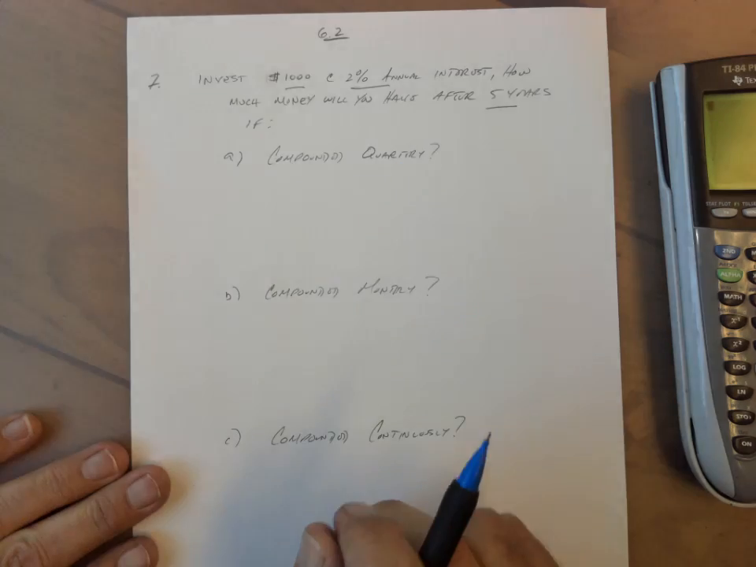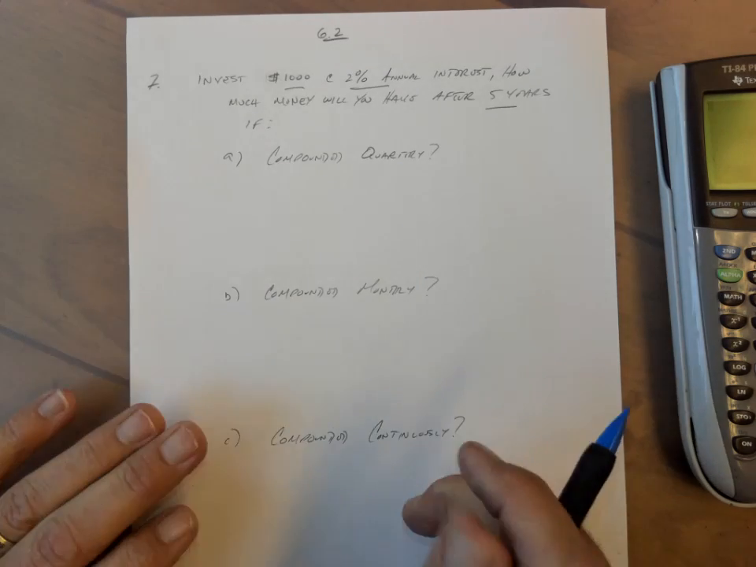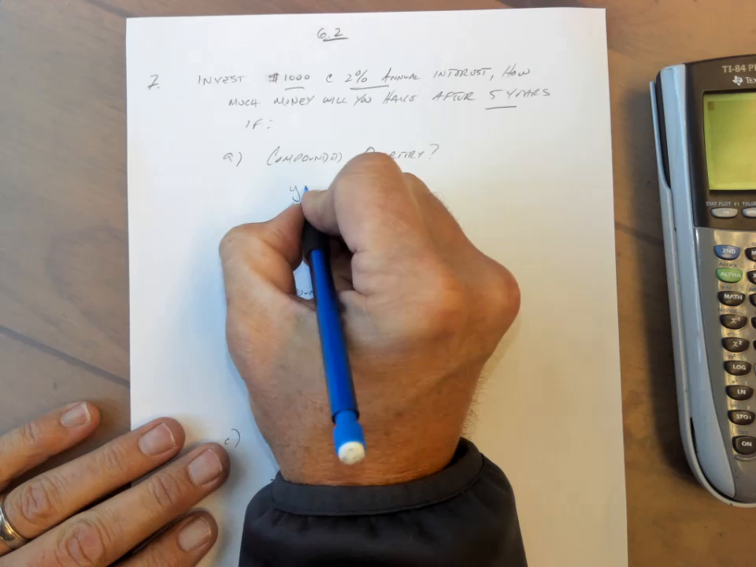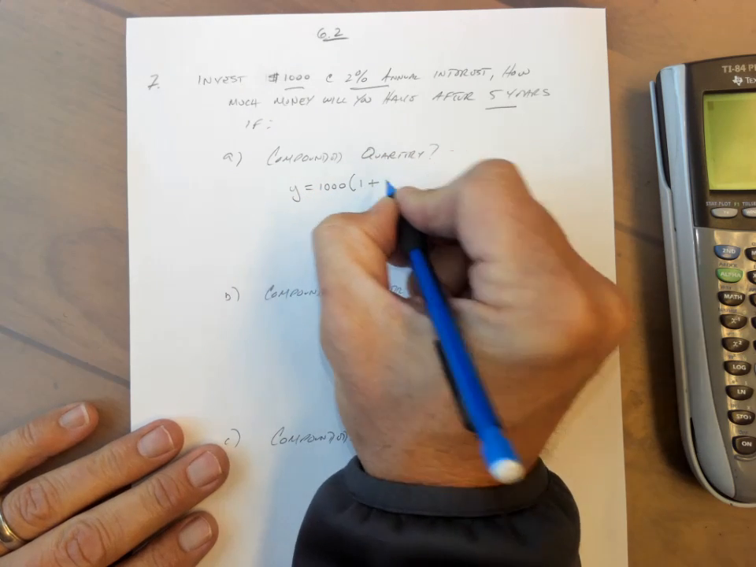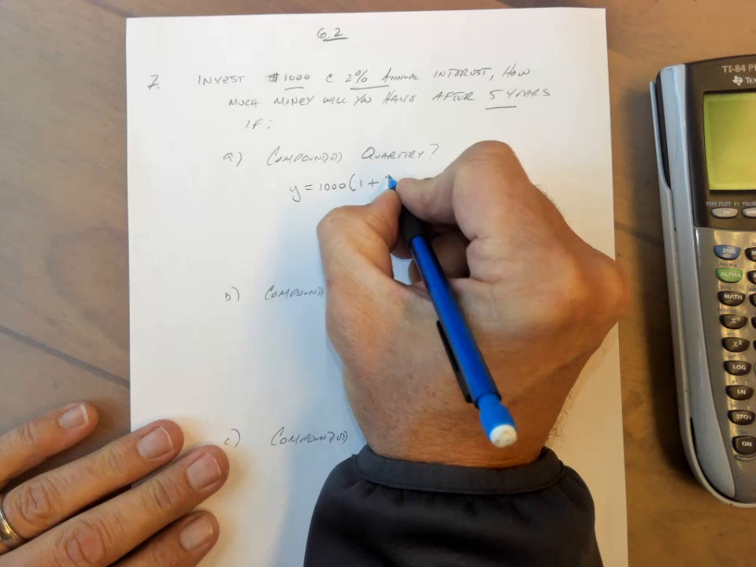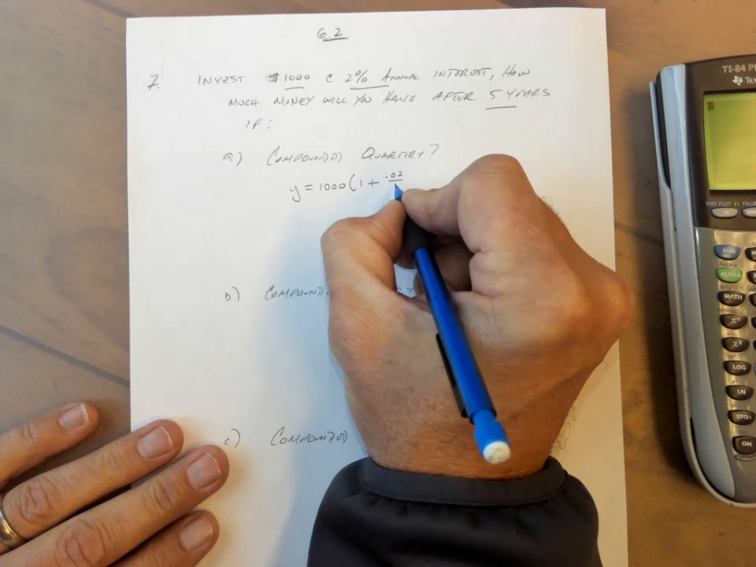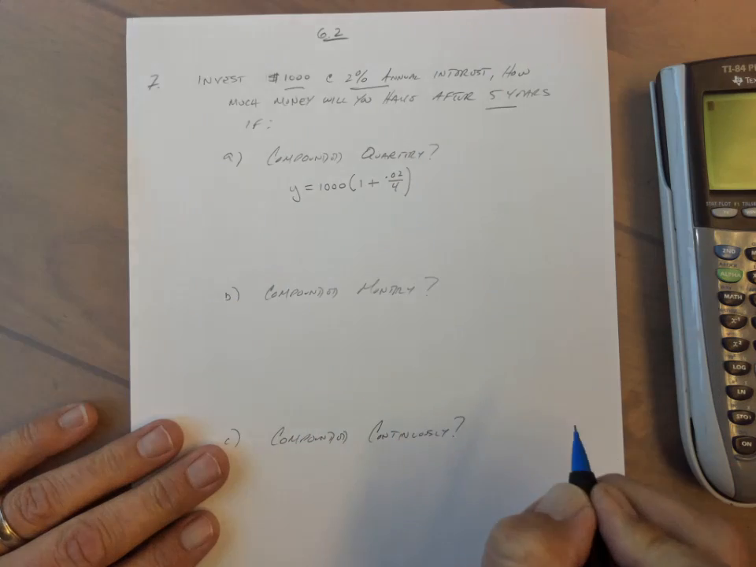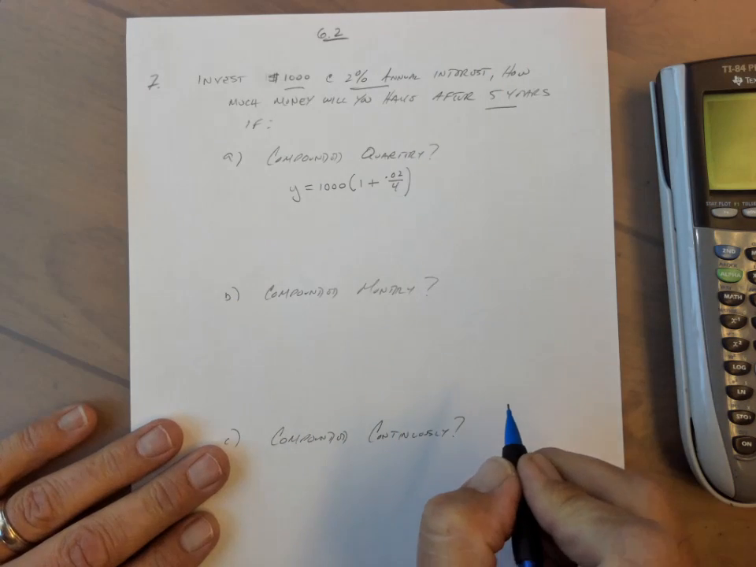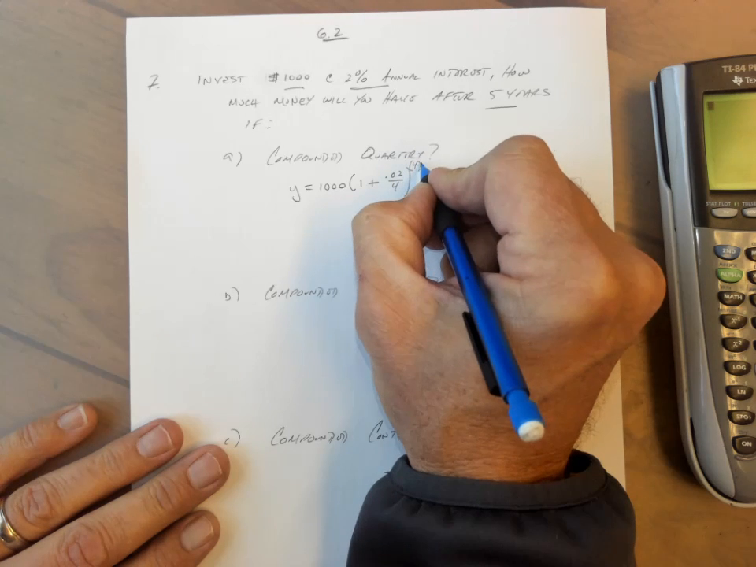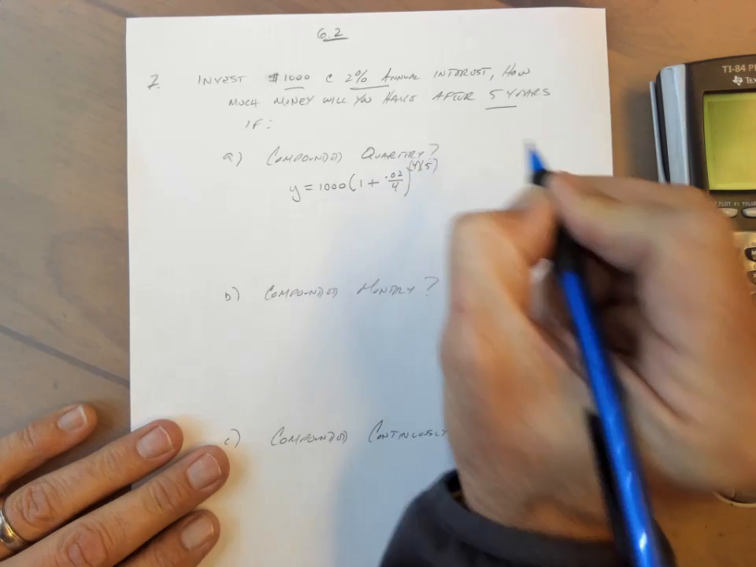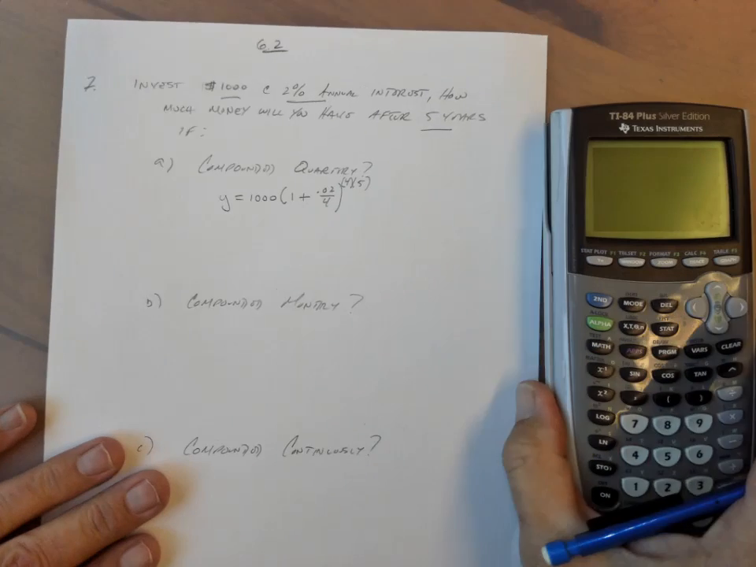So we started with compounding quarterly, which is 4 times a year. So our equation, y equals 1,000 times (1 plus our interest rate as a decimal, 0.02 divided by 4), because we're compounding it 4 times a year. And so up here in our exponent, we'll have 4, the number of times we compound it, times the number of years, which is 5.